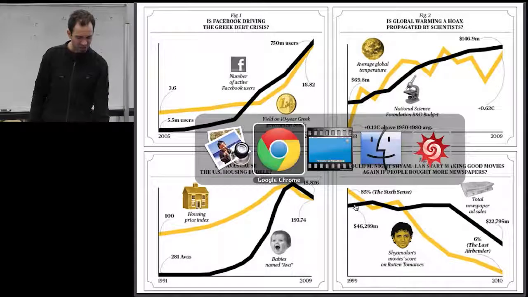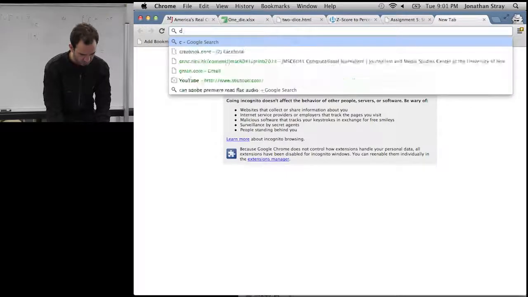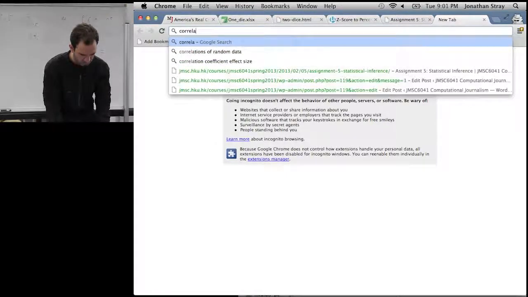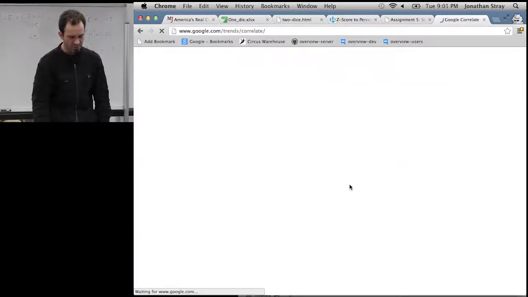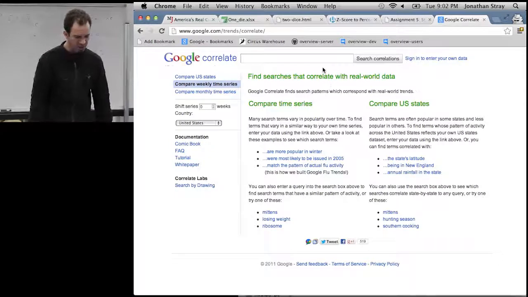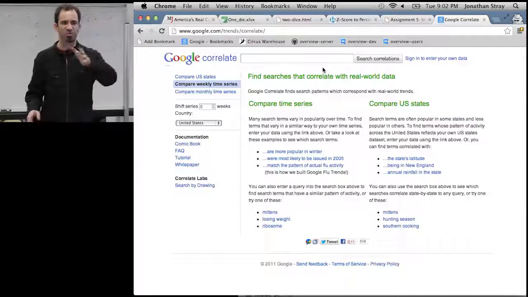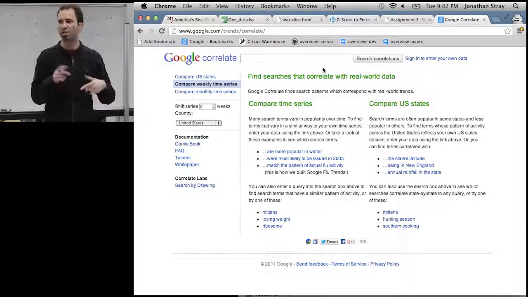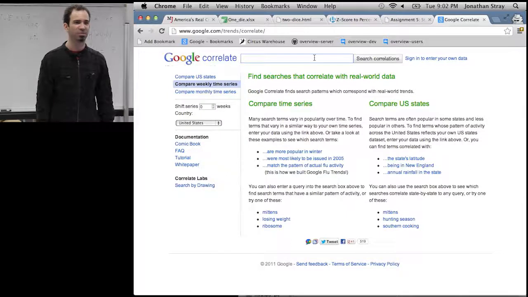And there's even more. I'm going to show you something called Google Correlate. I think I showed you n-grams, not correlate. So what this does is it searches for terms that correlate with a particular search term. If I type in one word, it will show me a history of how often people search for that and show me all the other words that follow that same pattern. And we'll do it over time or space, actually. So let's have a search term.